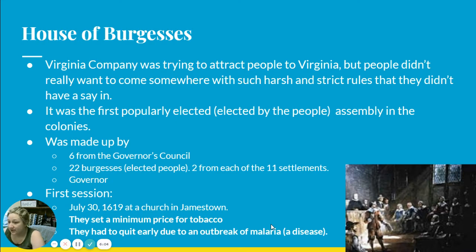Its first popularly elected assembly was the House of Burgesses. It was made up of 6 people from the Governor's Council, 22 elected people, 2 from each of the 11 settlements. The first session was July 30th, 1619 at a church in Jamestown, and they set a minimum price for tobacco, but they had to quit early due to an outbreak of malaria, which is a disease.